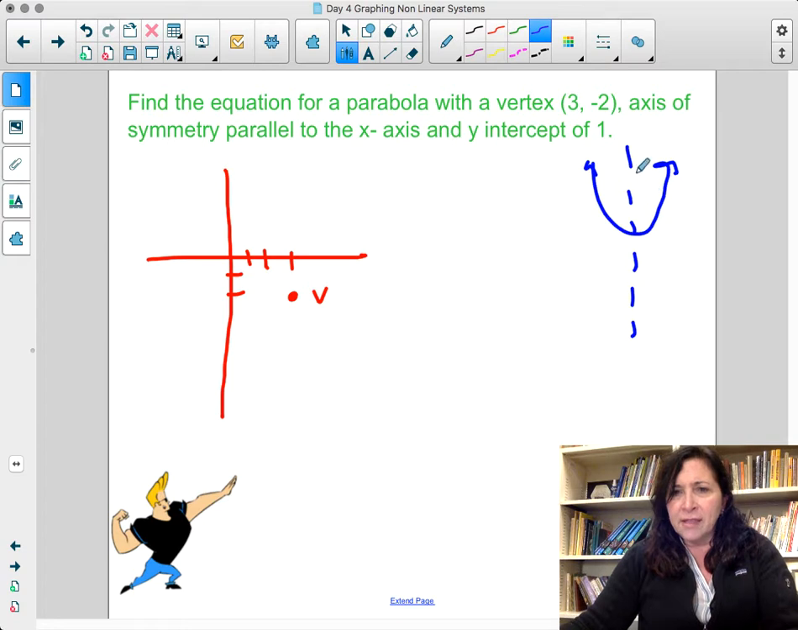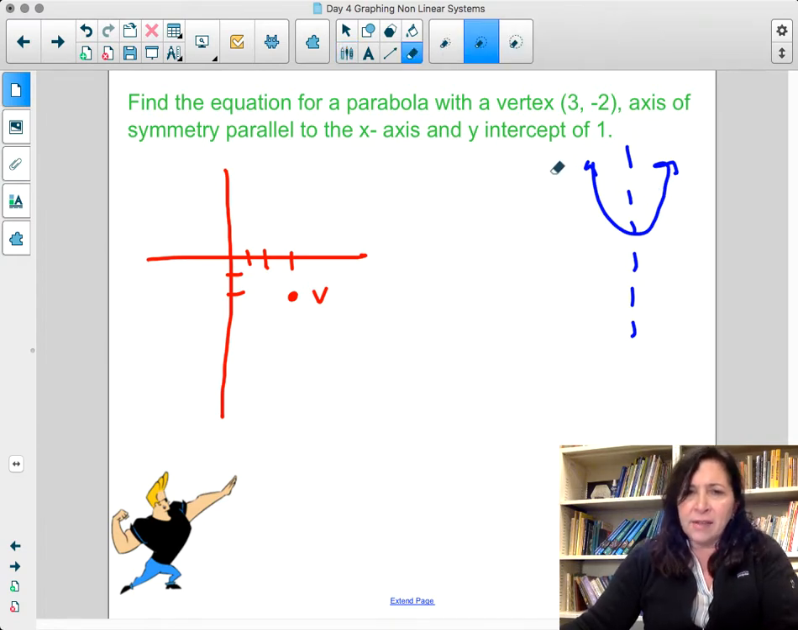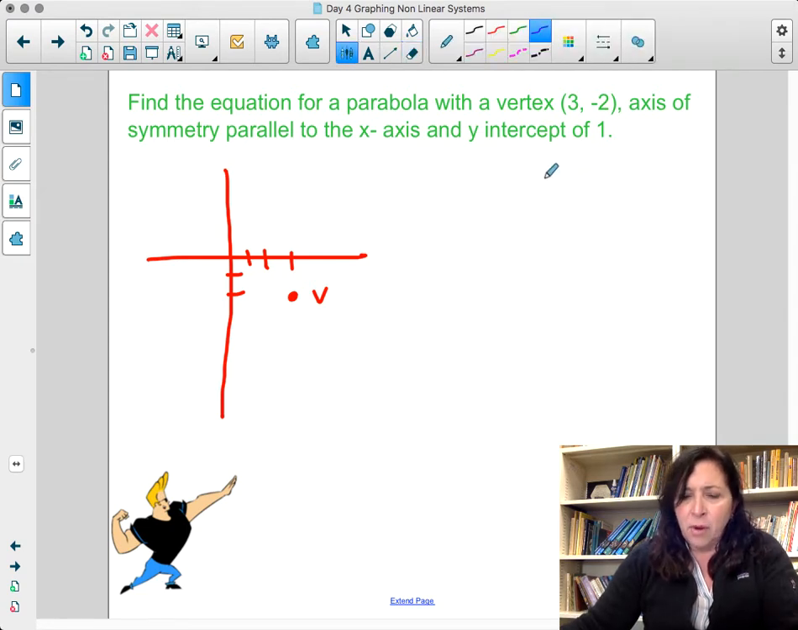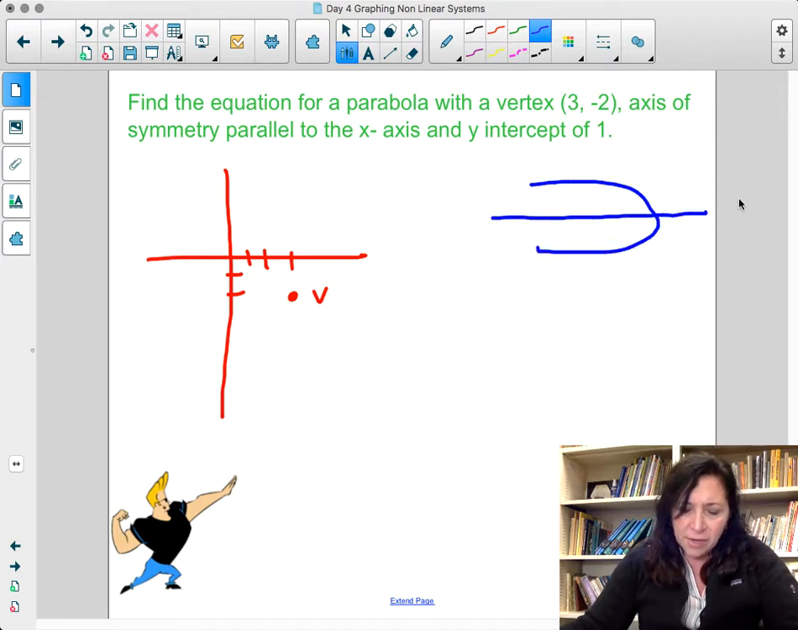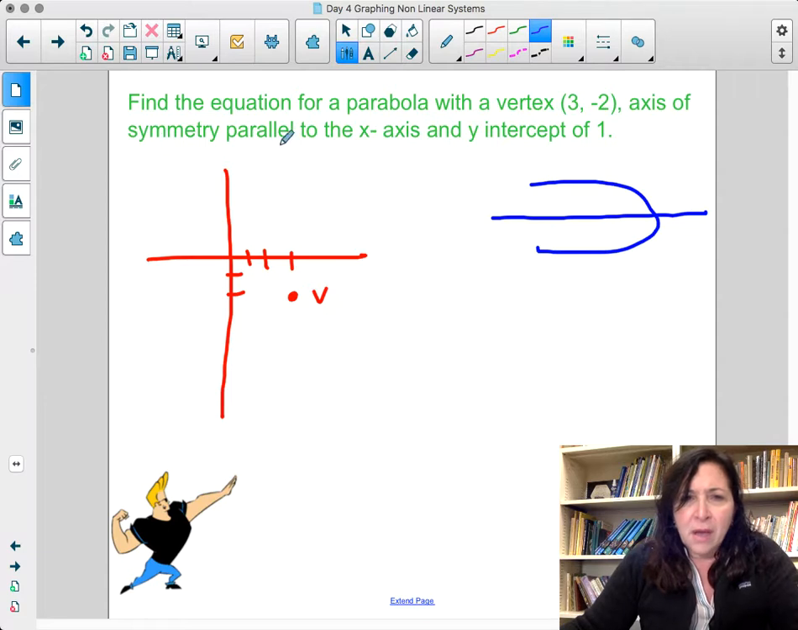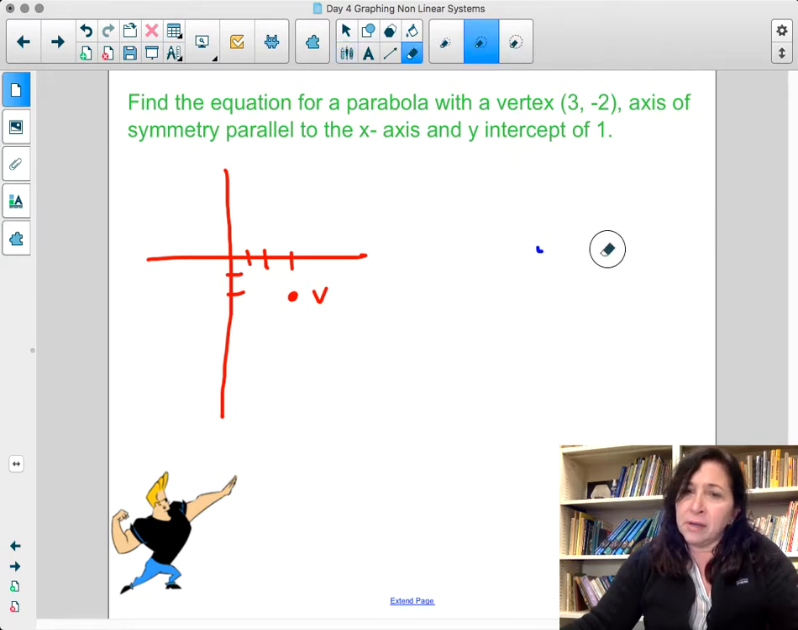If it looked like this, my axis of symmetry would be vertical. So it's not vertical, it says it's horizontal. So now I need to look at that and say, okay, well, my axis of symmetry could look like this. Now, if I did that, now it's vertical. Okay, so the next thing you need to realize is that it's parallel to the x-axis. So that means my graph is either going to do this or it's going to do this, right? But not at the same time, because then it would be a hyperbola.